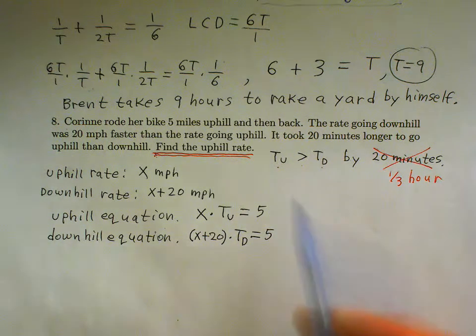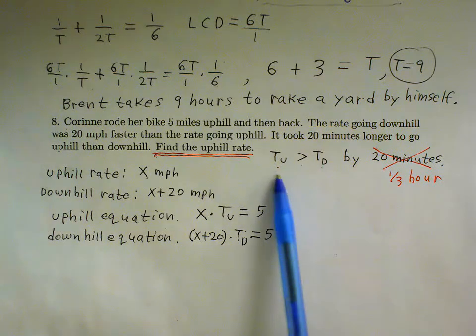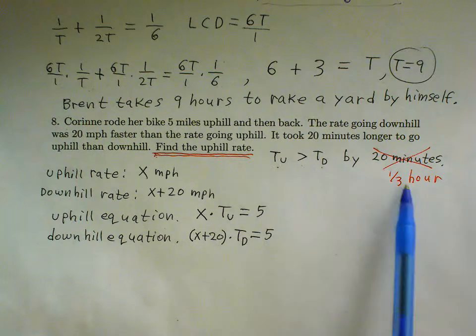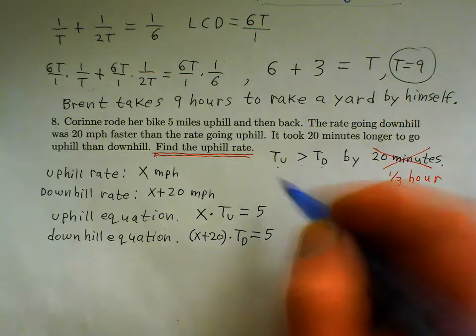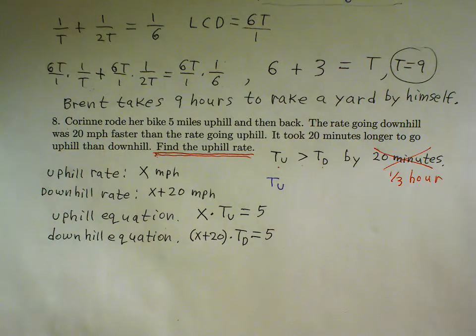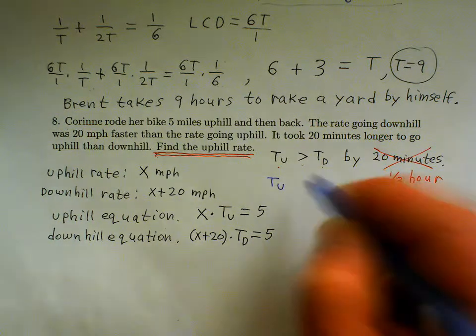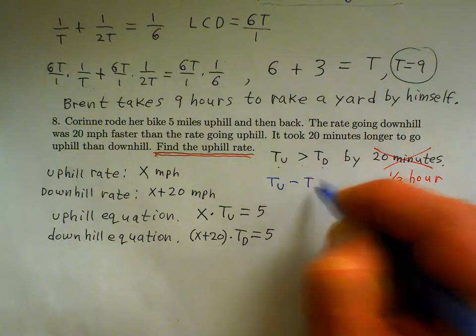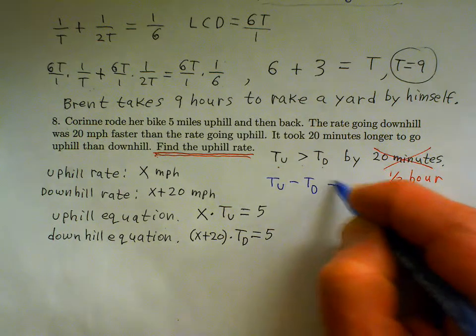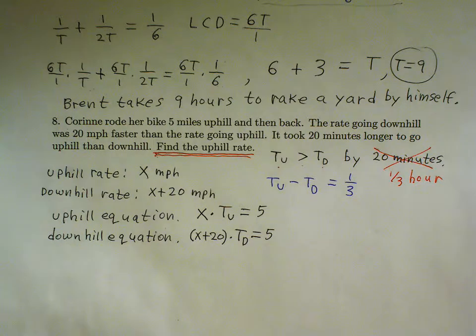Okay, let's convert this to an equation. If I subtract the smaller number from the larger number, it's equal to 1/3 of an hour. So the amount of time it took to go 5 miles uphill minus the amount of time it took to go 5 miles downhill equals 1/3 of an hour.